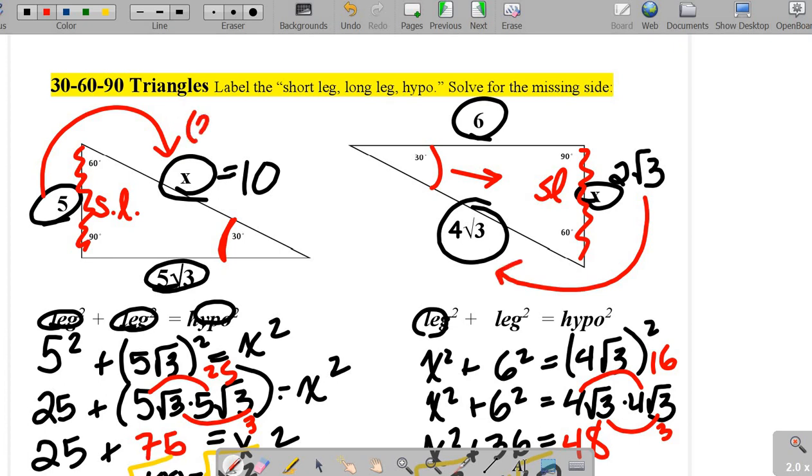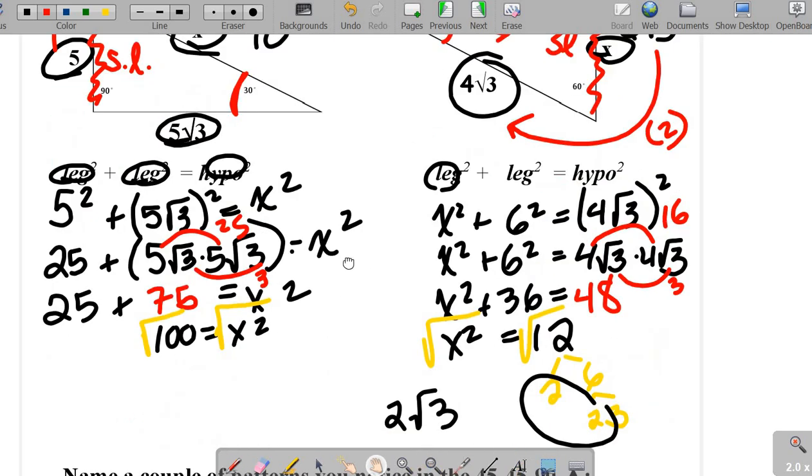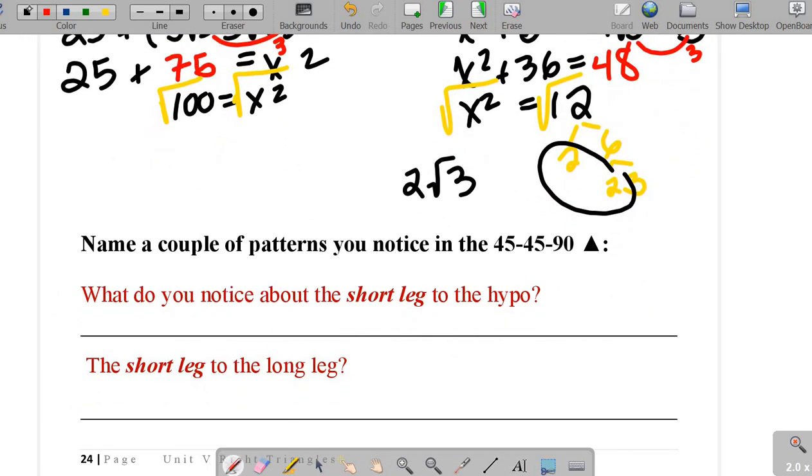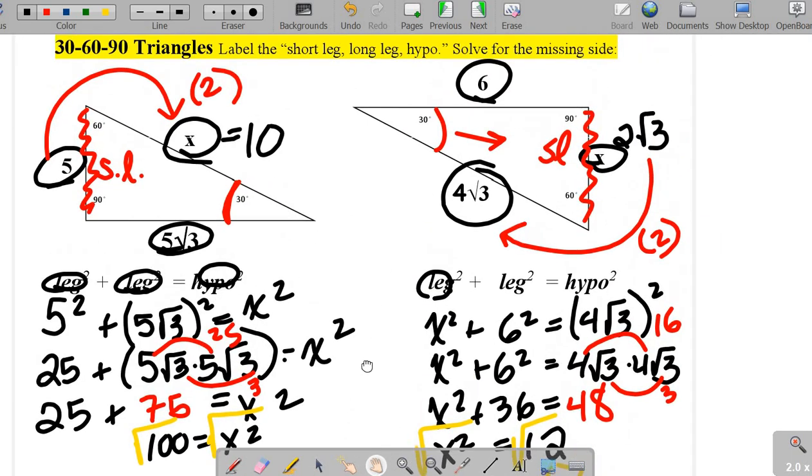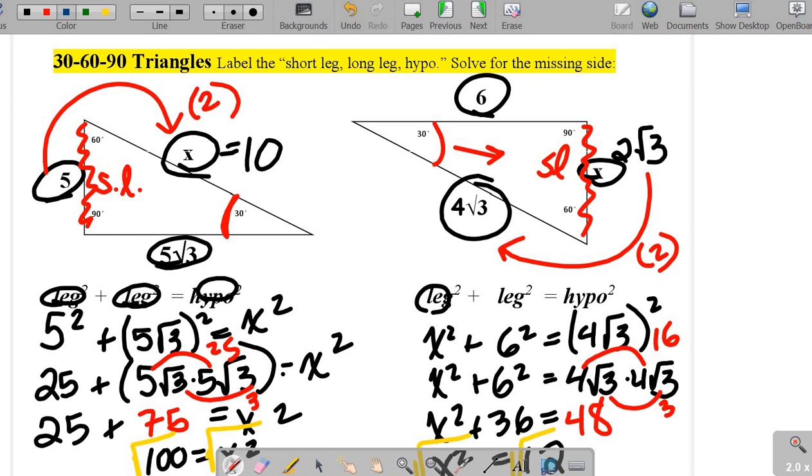5 to 10, we're timesing by 2. 2 root 3 to 4 root 3, we're timesing by 2. So that's your first pattern. What do you notice about the short leg to the hypo? The short leg times 2 gives you the hypo in both cases. Right down here, let's see if there's a pattern going this way: short leg to the long leg.